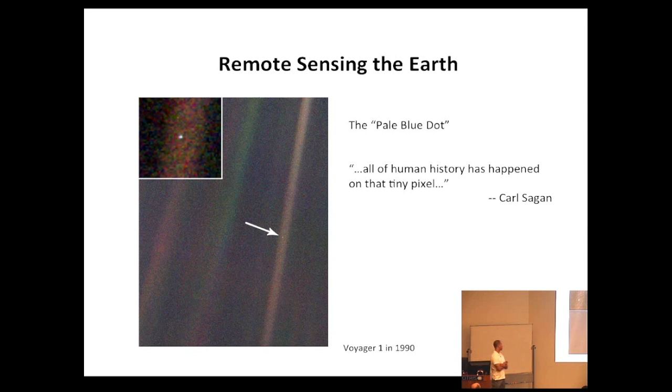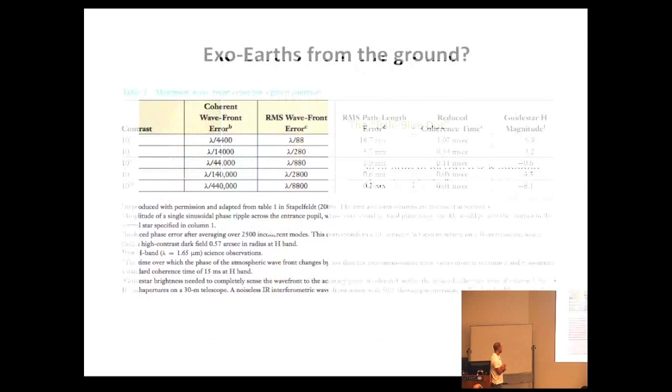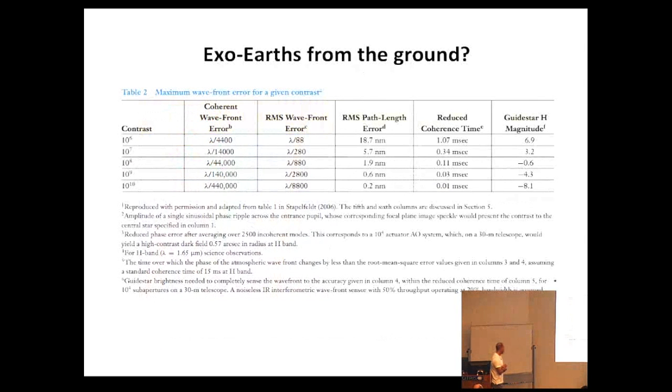This is really the domain of direct imaging and future major experiments in the area of direct imaging. So I just referenced here this pale blue dot picture, and Carl's really amazing quote, all of human history has happened on that tiny, tiny pixel. Maybe we can see a tiny pixel of another planet around another star that has a similar kind of history. So, how are you going to do direct imaging of an Earth around a sun-like star?